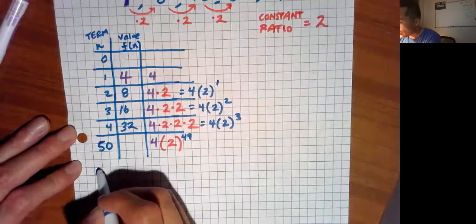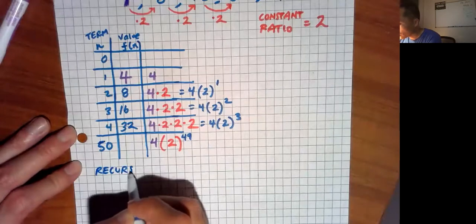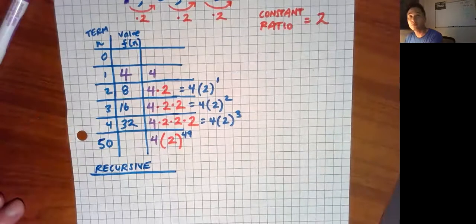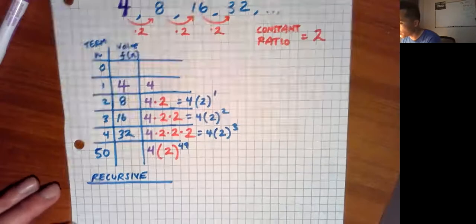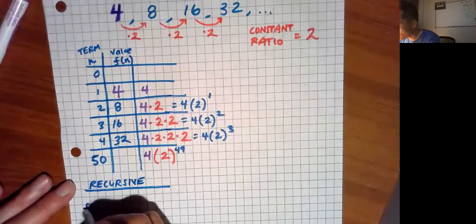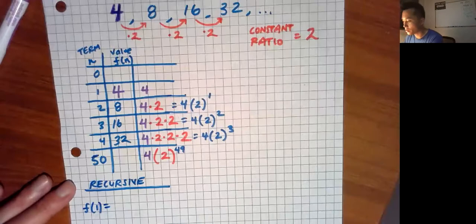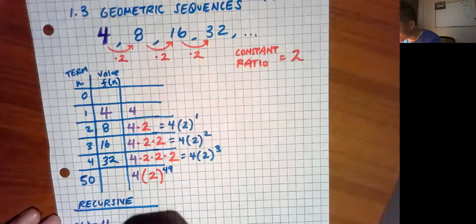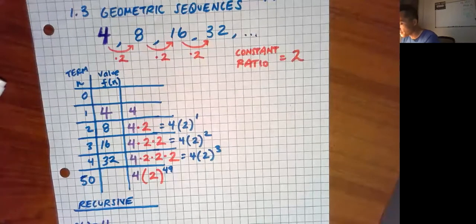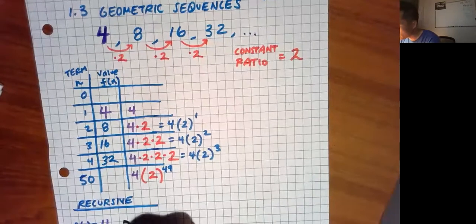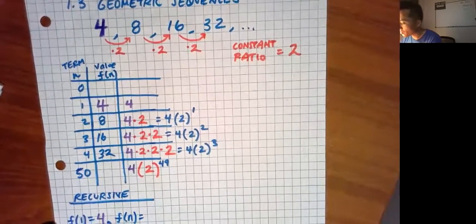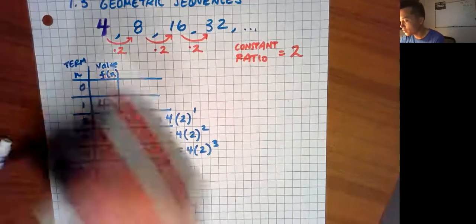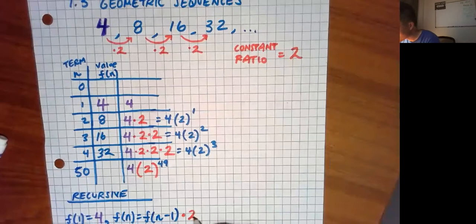Let's look at what the recursive function for this would look like. Well, same pattern as with an arithmetic sequence. We have to say where it starts. F of 1 is equal to, what's the first term? Well, it's 4. So we're starting at 4. And then we have to say what the pattern is. F of n is equal to f of n minus 1 times 2.